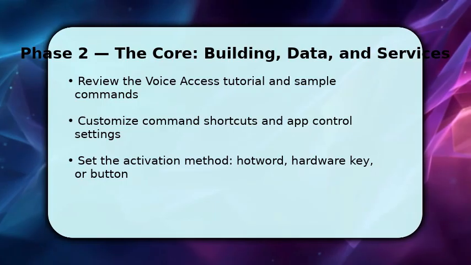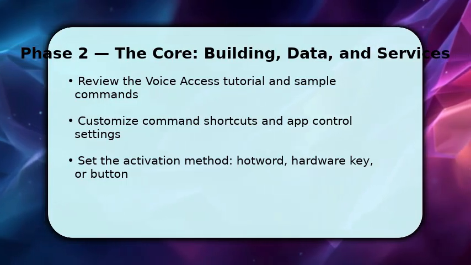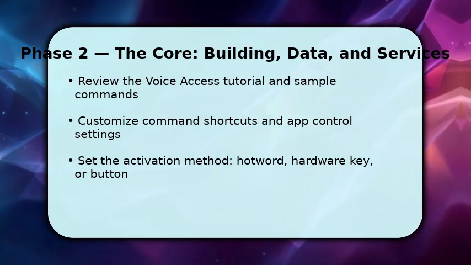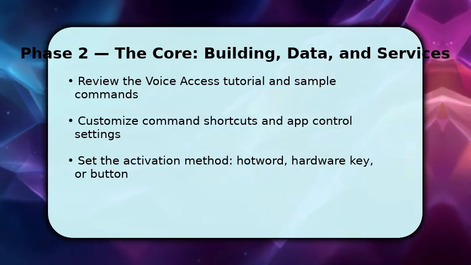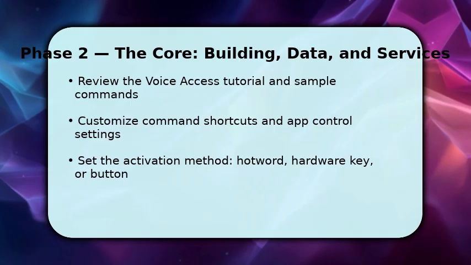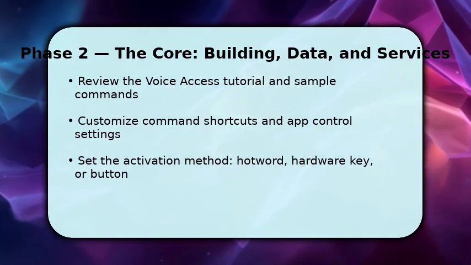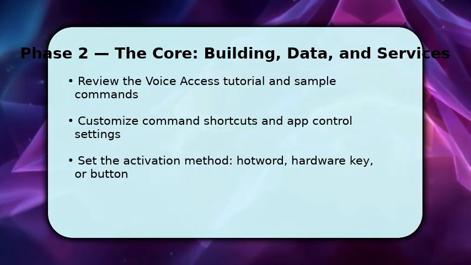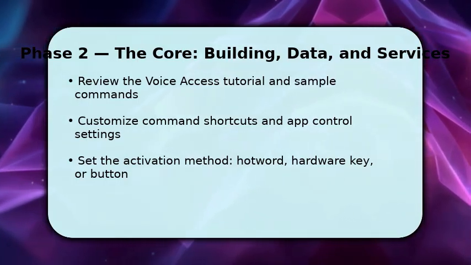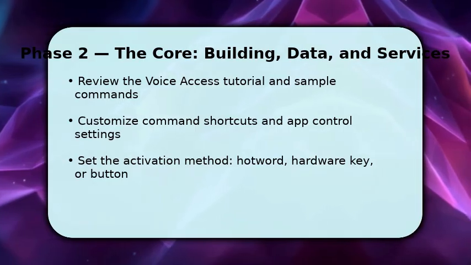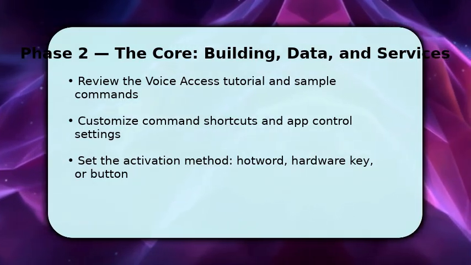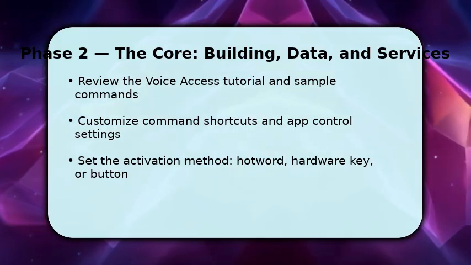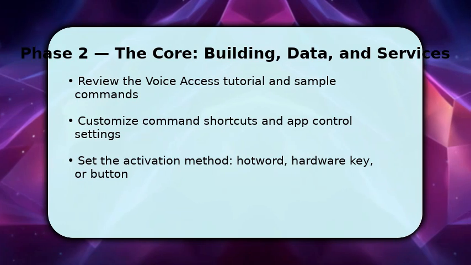Next, you configure how commands behave. Open Voice Access settings and run the tutorial to learn core phrases because knowing exact commands reduces errors. Then customize shortcuts and app-specific controls. Assign simple words for frequent actions, and enable number mode for precise taps. Also choose an activation method, hot word, long press power, or on-screen button, depending on what you find quickest. Make these choices deliberately. They determine speed and reliability when you switch to hands-free operation.